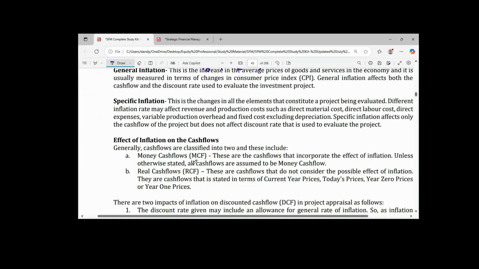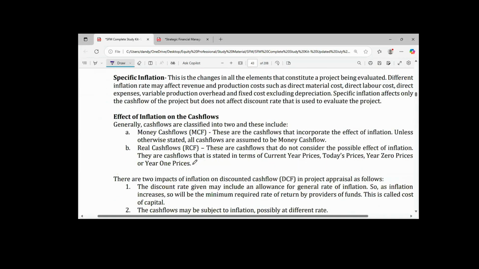All right then. Now, for the purpose of inflation, generally there are two types of cash flow. We have money cash flow. We also have real cash flow. Money cash flows are cash flows that include the possible effect of inflation. They are inflated cash flows. And unless otherwise stated, the cash flow given to you represents a money cash flow.